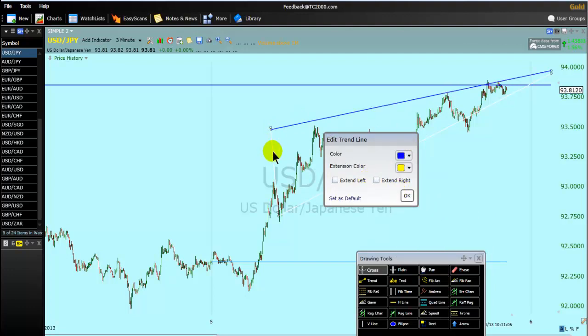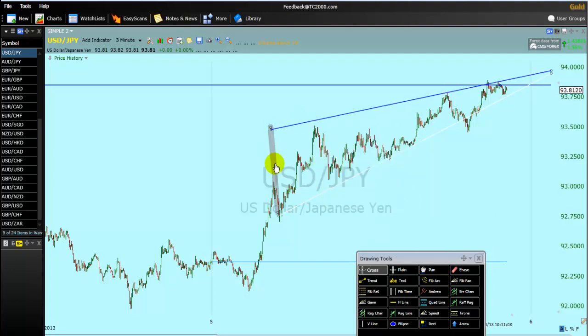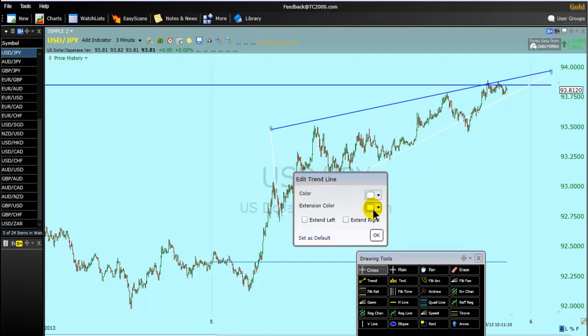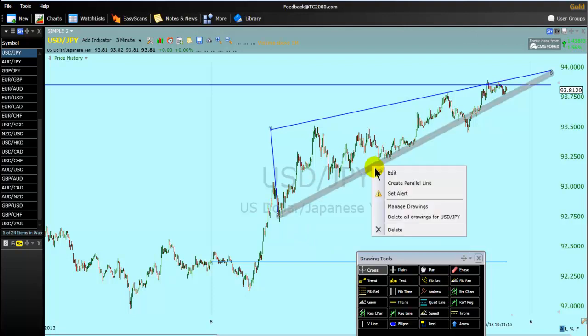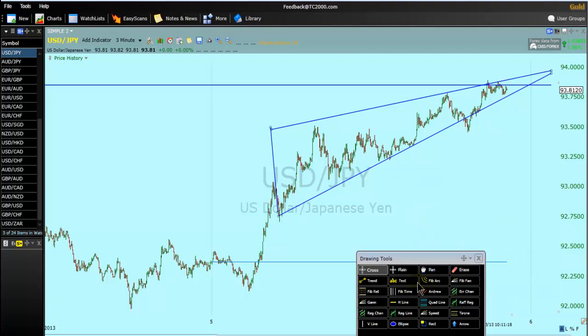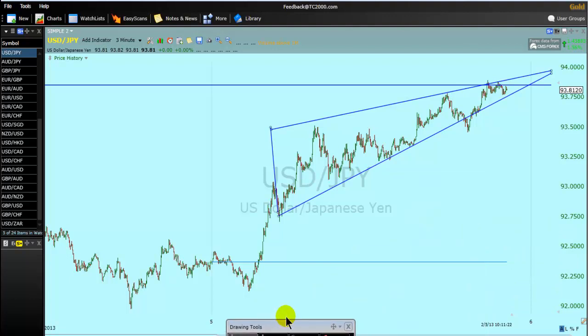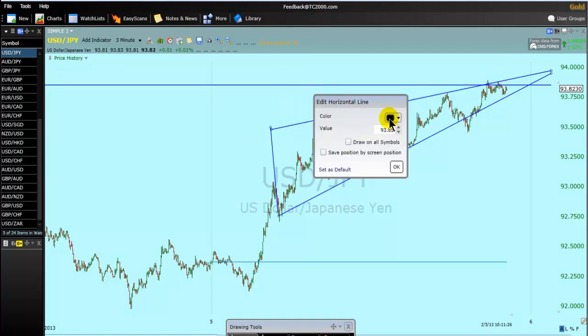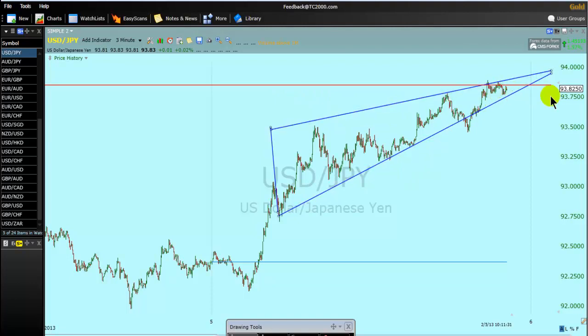Blue would be nice. Okay, that's it. You see now? So my warning line, in fact, I will change the color to red now so you can differentiate. That's my warning line, okay? So priority to sell signal below 9380. That's it. All right. So the price is now in a triangle, if it comes out, okay?